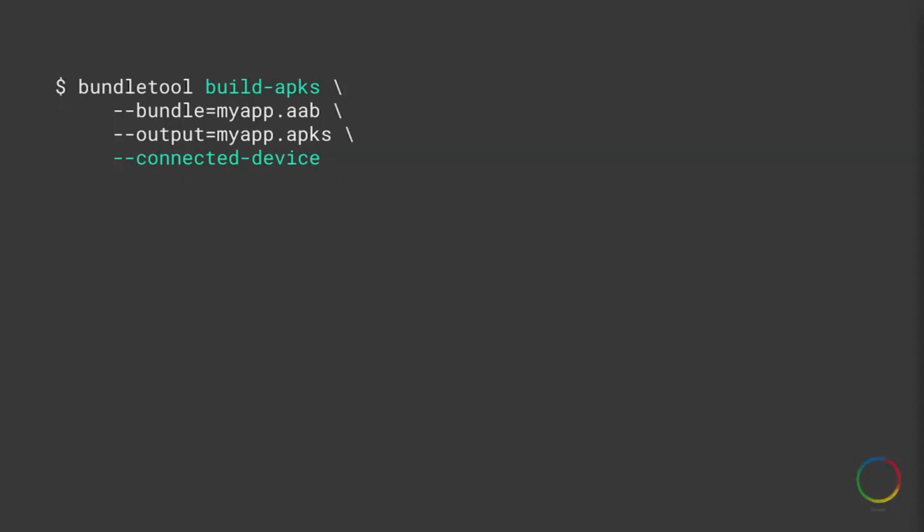So let's see how these commands work in real life. Here's the command written by Bob, calling build-apks, passing the Android app bundle, and saying where he wants the APK set to be created. And by passing the connected-device flag, bundletool will build APKs only for that specific device that is currently connected to his machine.